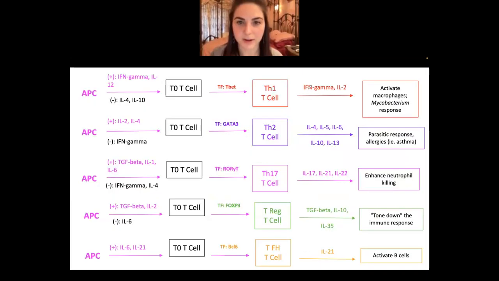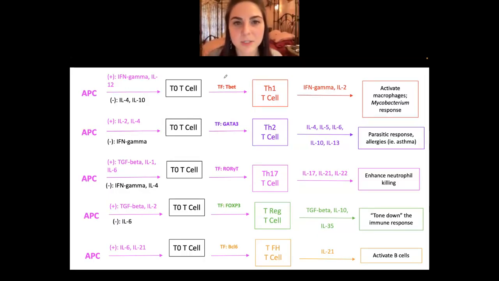Okay. Guys, ready for this? Wow. So this is the big summary slide that I was talking about. And you do need to know this. I'm so sorry. But if you put in the time now to memorize this, I promise it'll make your life easier next year.